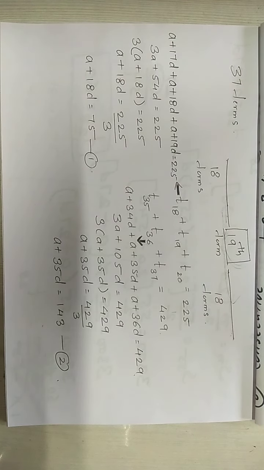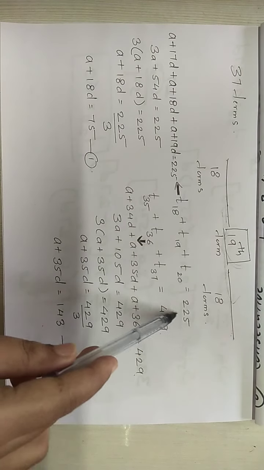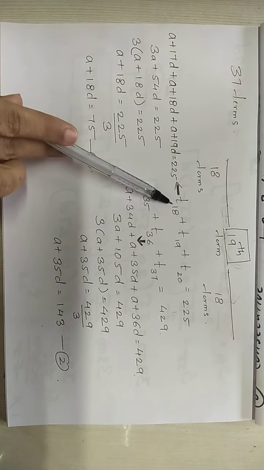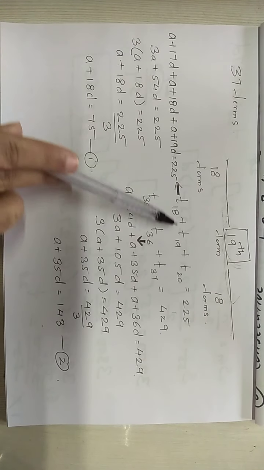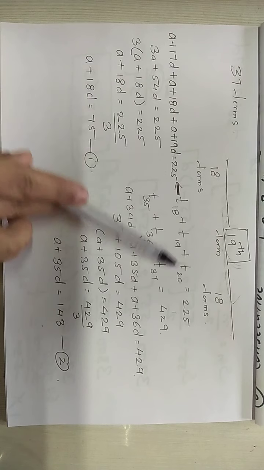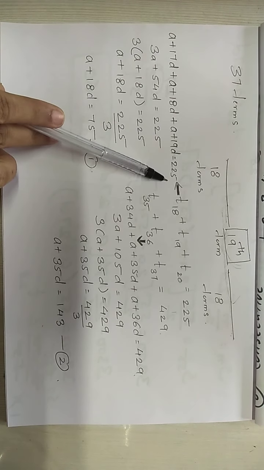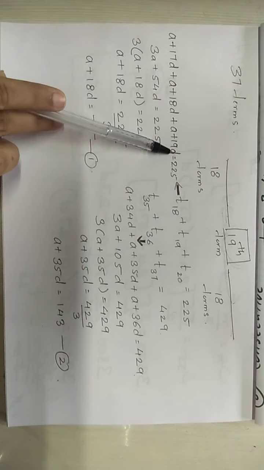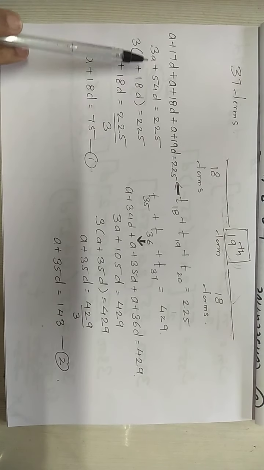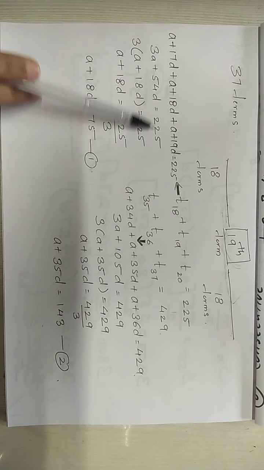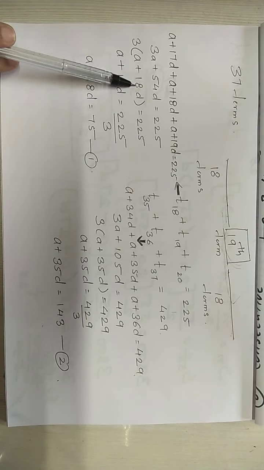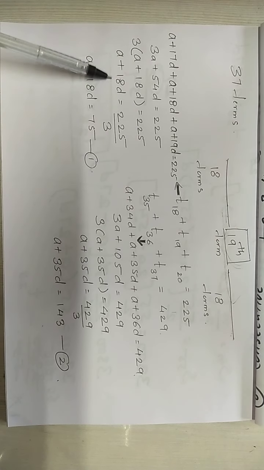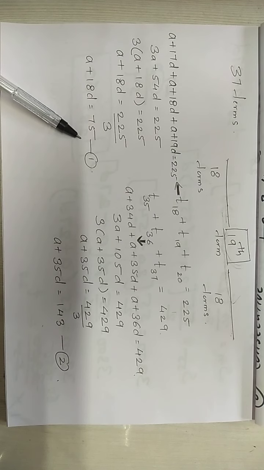Okay. So let's start with the first condition. T18, T19, T20, total is 225. Let's solve it. T18 is A plus 17D, T19 is A plus 18D, T20 is A plus 19D, equal to 225. A plus A plus A is 3A, and 17 plus 18 plus 19 is 54. So 3A plus 54D equal to 225. 3 is common, so A plus 18D is equal to 225 upon 3. A plus 18D equal to 75.